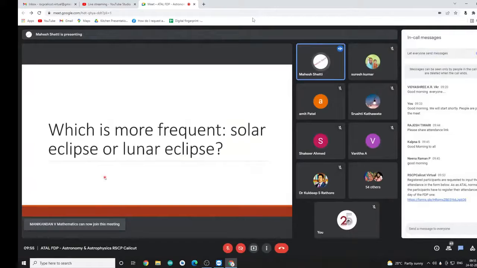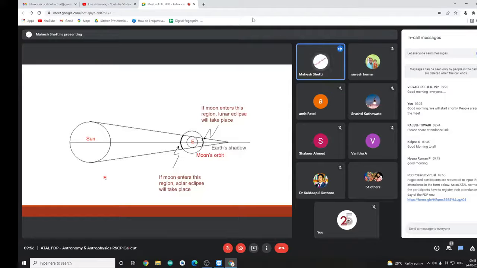So the question is which is more frequent, and the answer is, when you look at the entire list of eclipses, it turns out that solar eclipses are more frequent than lunar eclipses. And a simple geometrical diagram can help us to understand why so. So let's come to this.